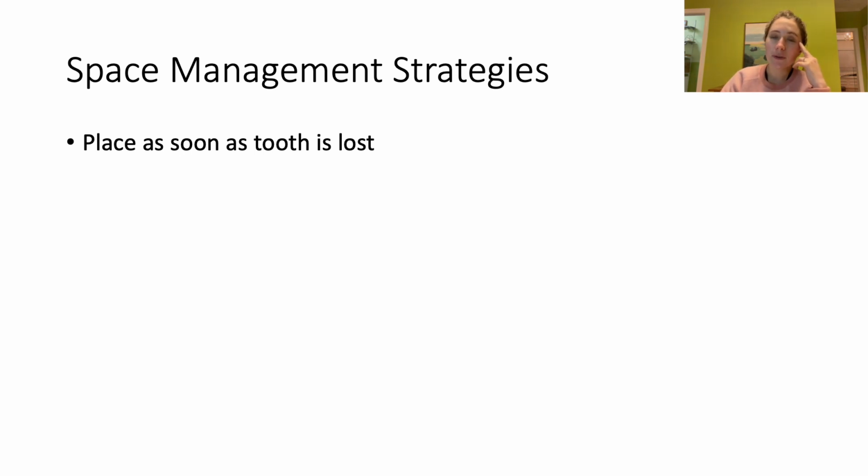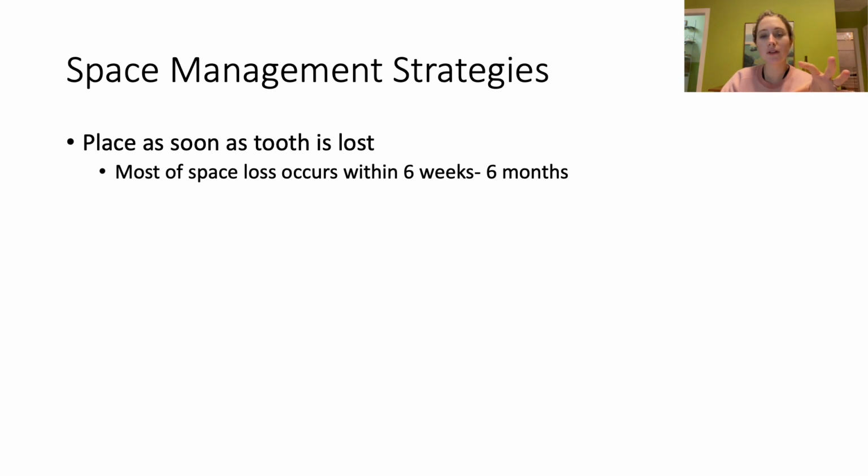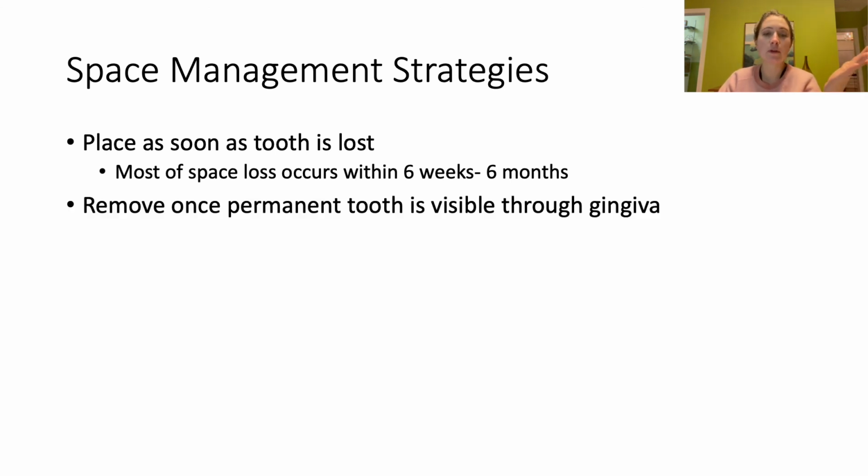So you want to put these space maintainers in as soon as the tooth is lost. So most space loss occurs within 6 weeks and 6 months. So if it's been already more than 6 months, a lot of times a space maintainer really isn't going to help you much. And you want to remove it once the permanent tooth is visible through the gums.